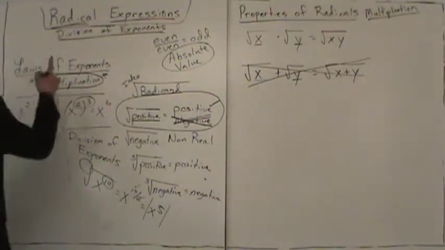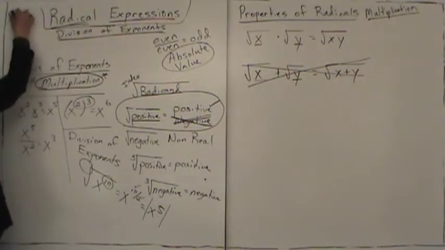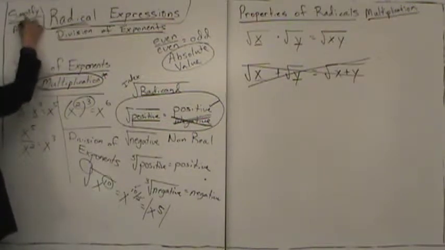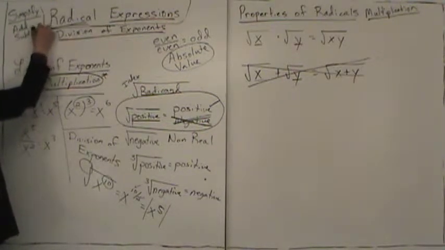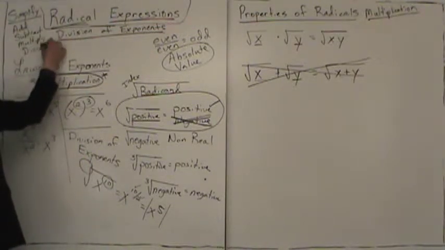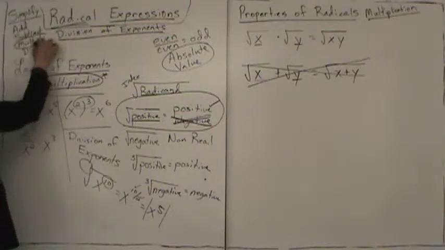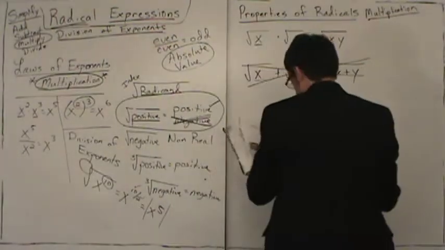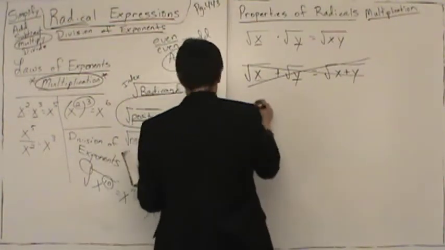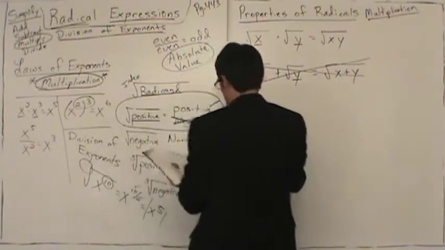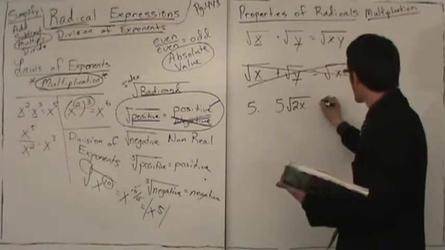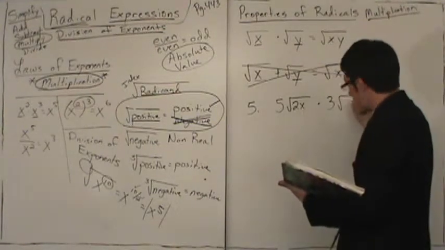So the first example today, what are we doing with radical expressions? We are simplifying. And what does simplify mean? Simplify means to what? Add, subtract, multiply, and what? Divide. And we are going to start with multiplication. Okay, so multiplication of radicals. Let's look at page 443, number 5. We're looking at 5 root 2x multiplied by 3 root 8x.